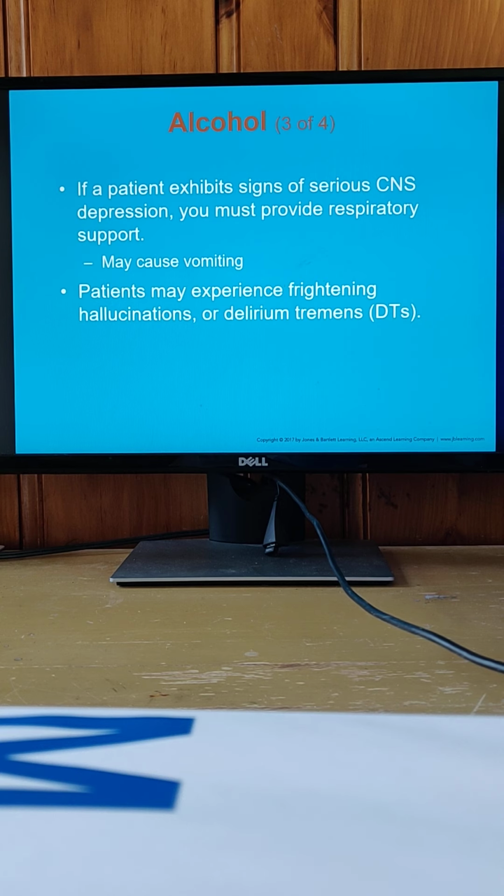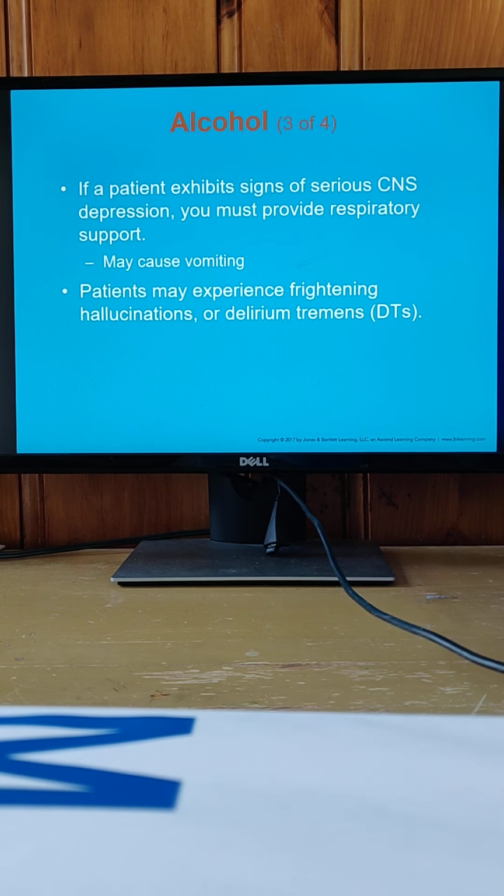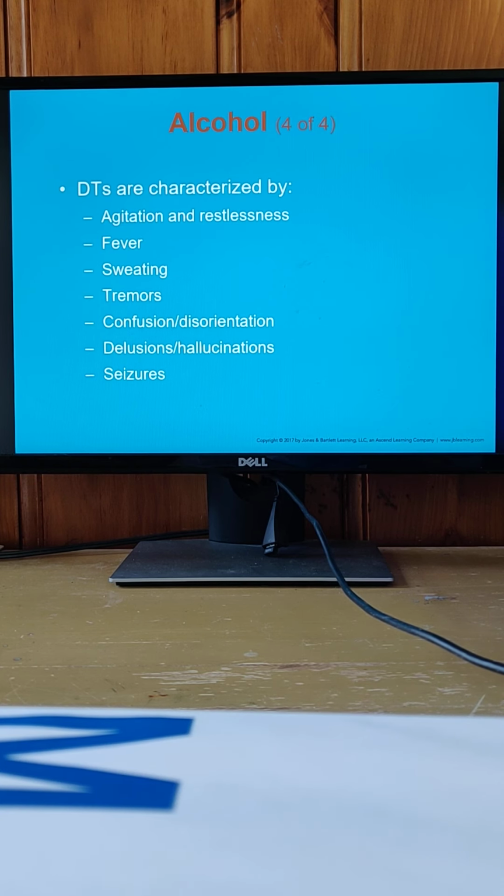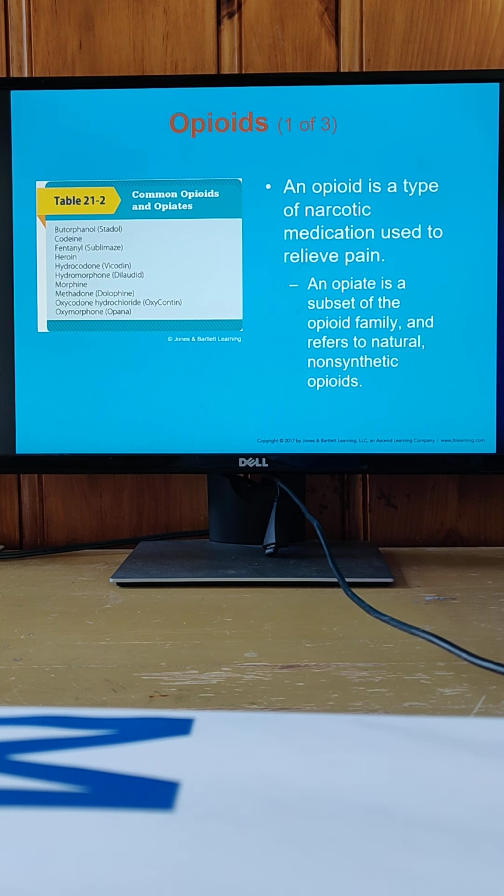If a patient exhibits signs and symptoms of a serious central nervous system depression, you must provide respiratory support, which also may cause vomiting. Patients may experience frightening hallucinations or delirium tremens. Delirium tremens are characterized by agitation and restlessness, high fever, sweating and tremors, seizures, confusion, and delusion. Confusion is disorientation, delusion is hallucinations.